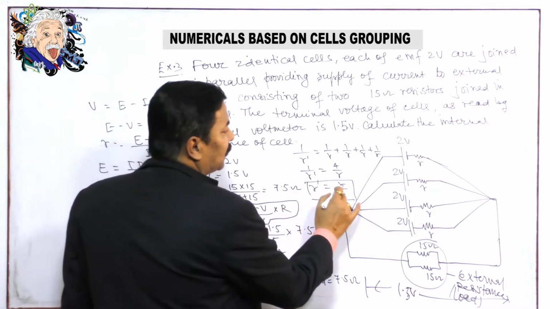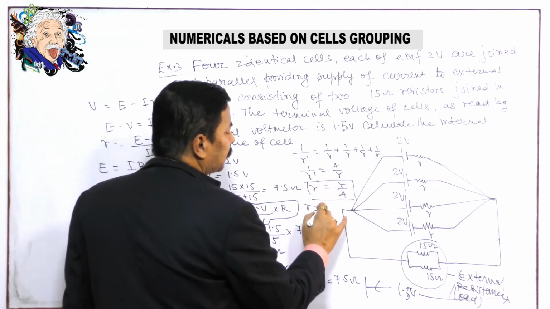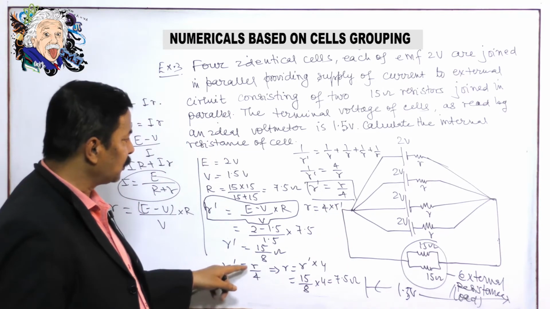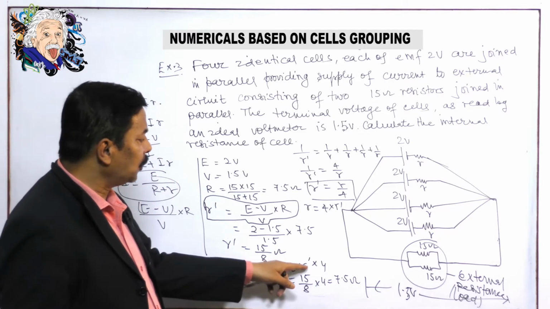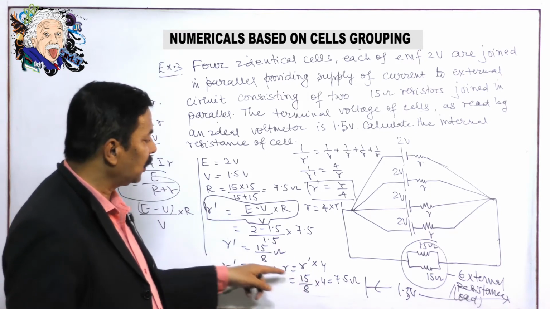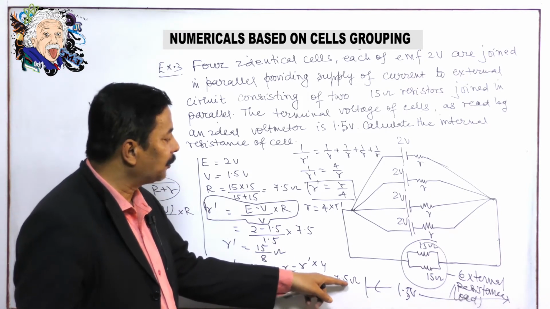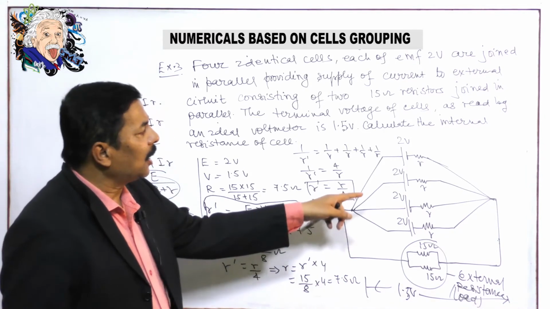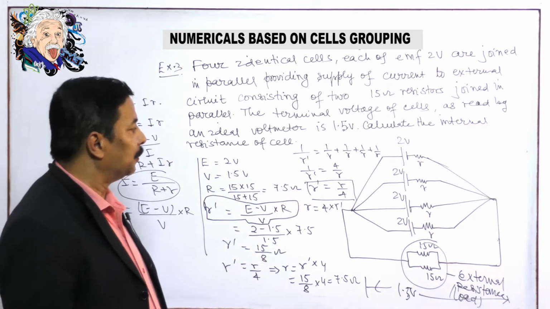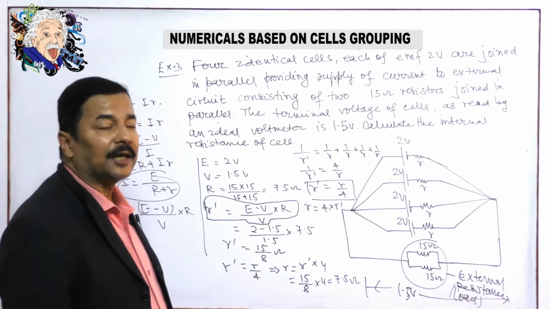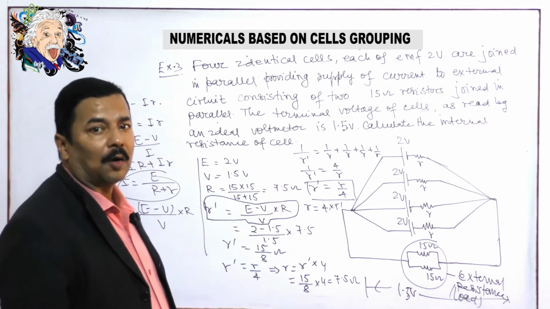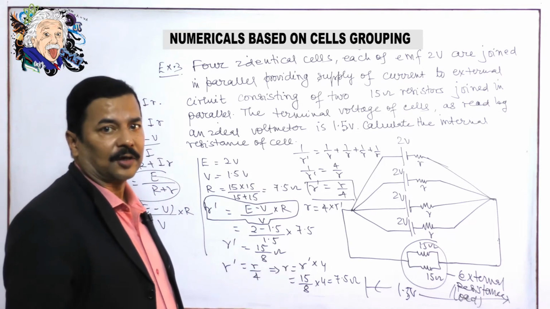So internal resistance of one cell R is equal to 4 into R dash. So R dash is equal to R by 4 and R is equal to R dash into 4. That is 15 by 8 into 4, so 7.5 ohm. That means 7.5 ohm is the internal resistance of each cell. This thing should be clearly understood by you. This is the way how we calculate the internal resistance in the given circuit. So this question is based on calculation of internal resistance.